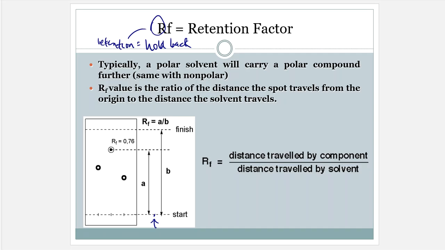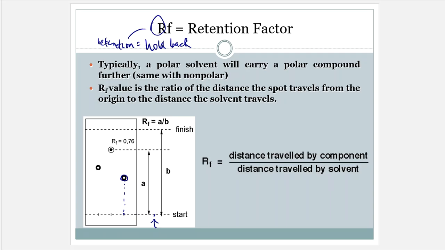Here is the starting point, and as I go up and up, I see a circle that stops there, and that circle is probably a component that I want to measure. How far did that go up? That is my spot distance, or my component distance. That is what that represents.